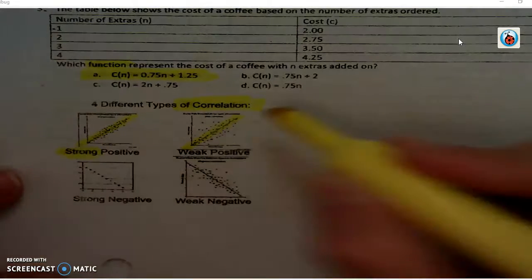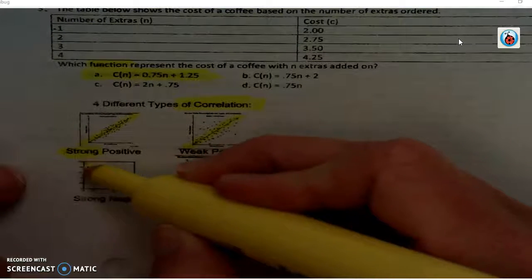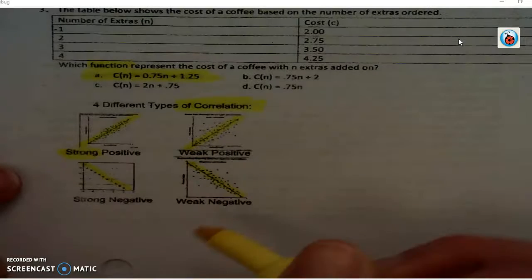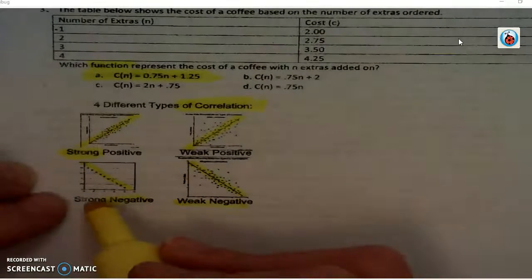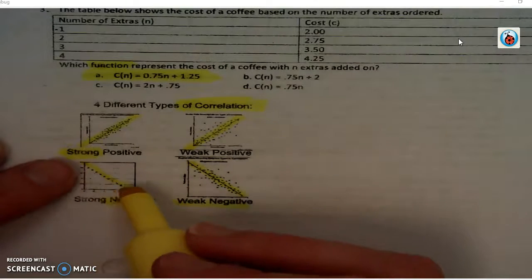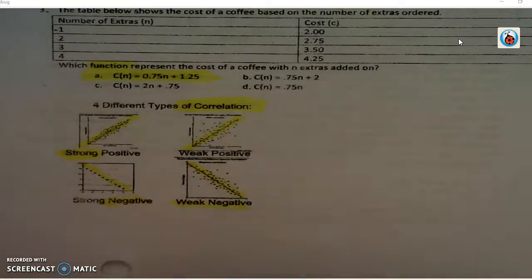Weak, they're more scattered. If the line of best fit is going down, that makes it negative. Once again, strong means they're close to the line. Weak means they're more scattered.